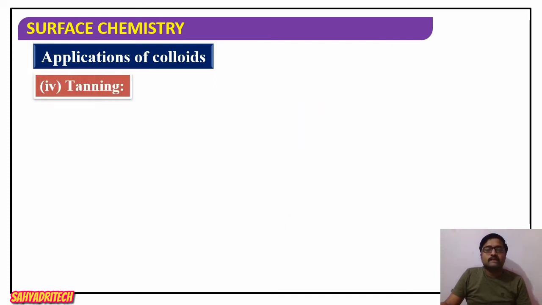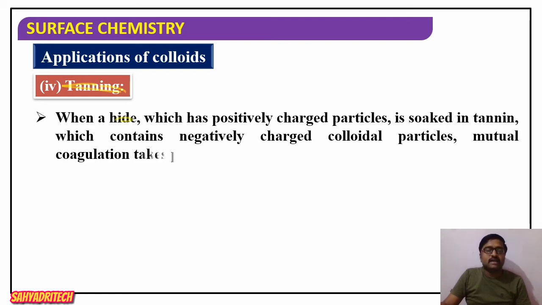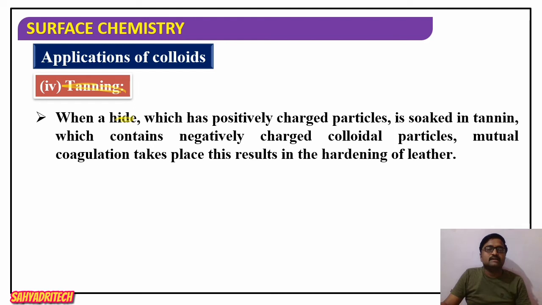The next application is in the leather industry, that is tanning. What does tanning mean? An animal hide, which we call leather, has positively charged particles on its surface. It is soaked in tannin. Tannin is a chemical substance which contains negatively charged colloidal particles.